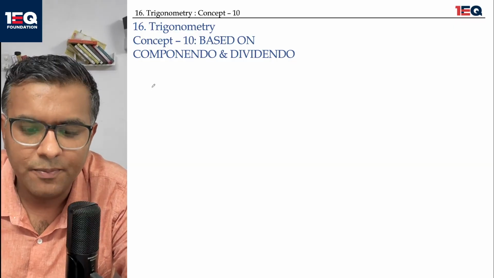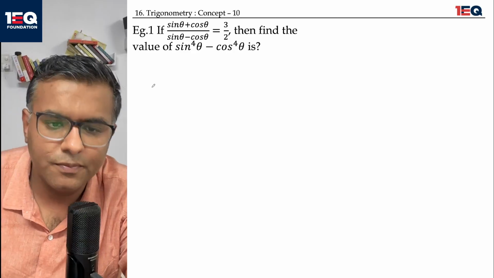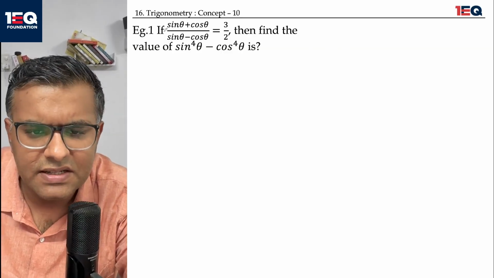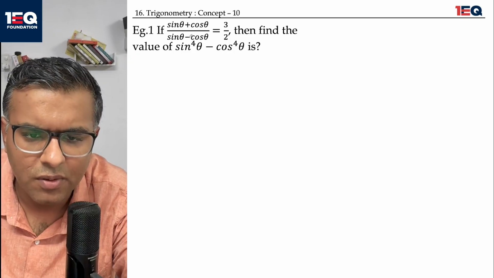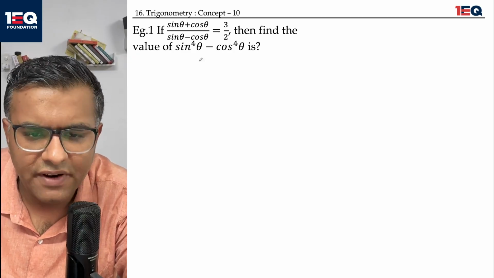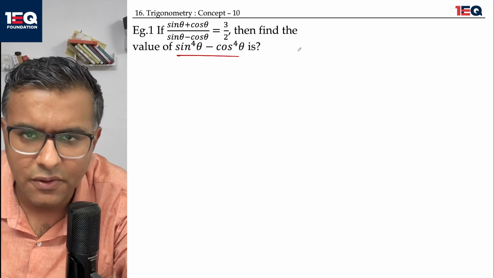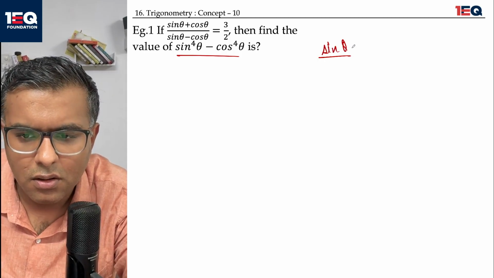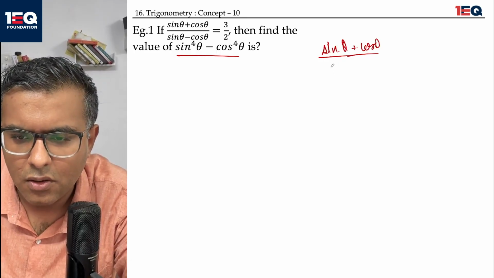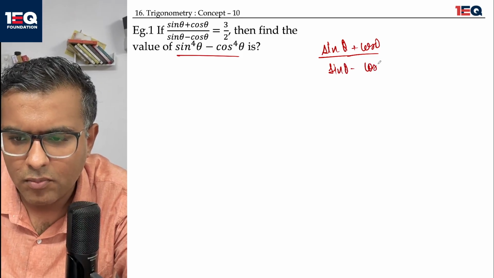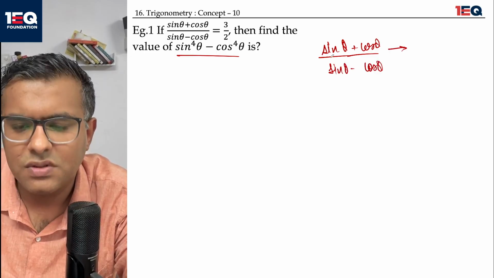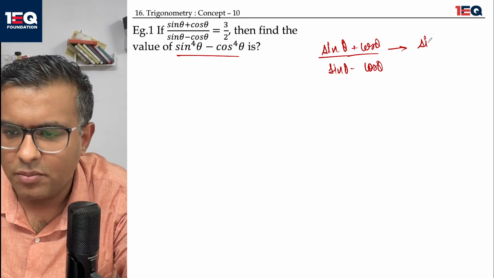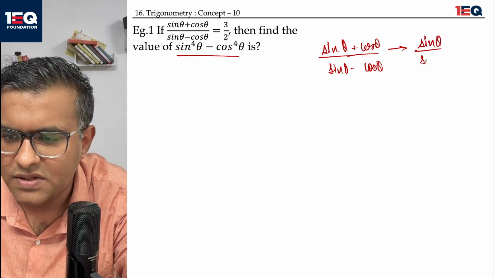Right? Let's move forward. Now we'll do some problems based on componendo and dividendo. We've done it already in the chapter of ratios as well as in the chapter of algebra. It says that sin theta plus cos theta whole upon sin theta minus cos theta is equal to 3 over 2. Then find the value of sin 4 theta minus cos 4 theta. So sin theta plus cos theta whole upon sin theta minus cos theta. If I use componendo and dividendo, I can bring it down to sin theta upon cos theta.